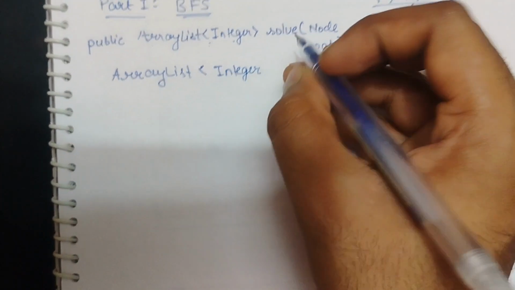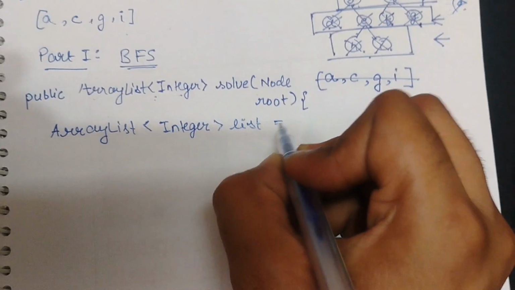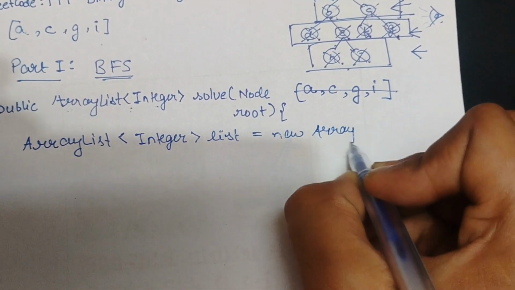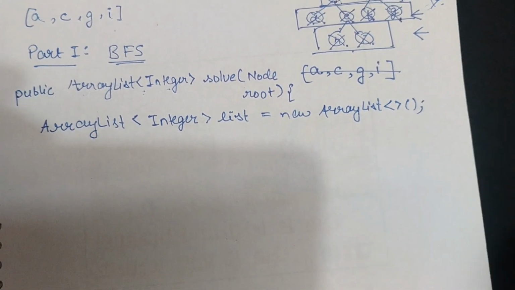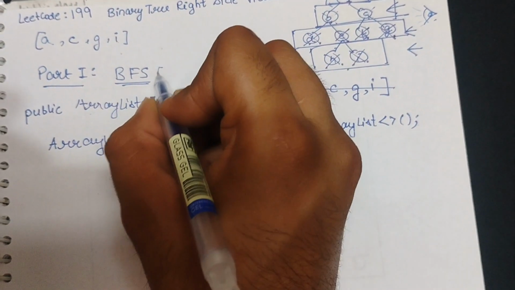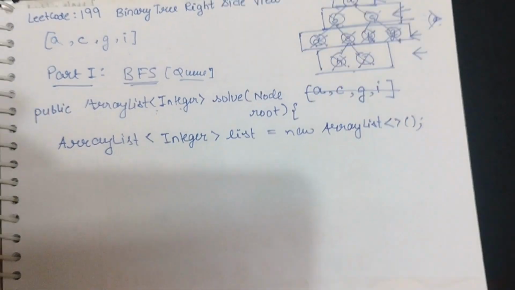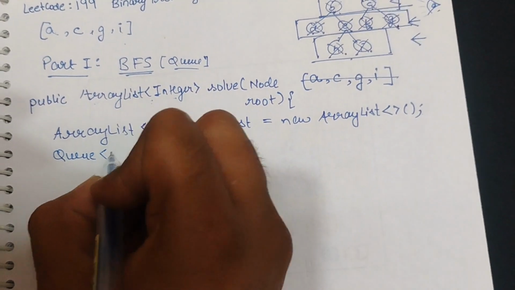Array list of integer. I'll name it as list, new array list. Okay. Now in the BFS we know simply if we have BFS, that means we will be using queue. Okay. So we will make a queue.